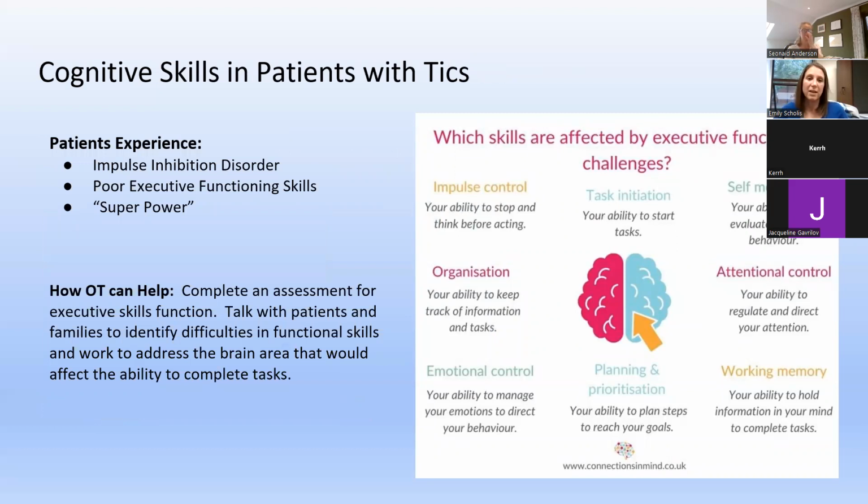And then cognitive skills in patients with Tourette's and tics. We've talked about that it is that impulse inhibition disorder. So that self-control piece is really tough, or that's at least what it looks like. But it's really impulse inhibition. And then having poor executive skills functioning. So all those tasks that you see on there: the impulse inhibition, organization, planning, task initiation, all those higher level cognitive skills are really tough for them.